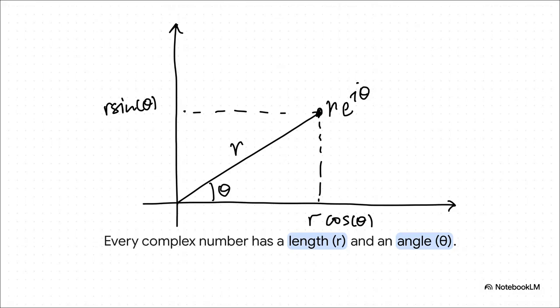Now this is where we really start to shift our thinking. Instead of thinking in terms of how far left or right and how far up or down, we start thinking in polar coordinates. We think how far from the center and in what direction. Every number now has a length, we'll call it r, and an angle, theta. And trust me, this perspective is the key that unlocks all the magic.